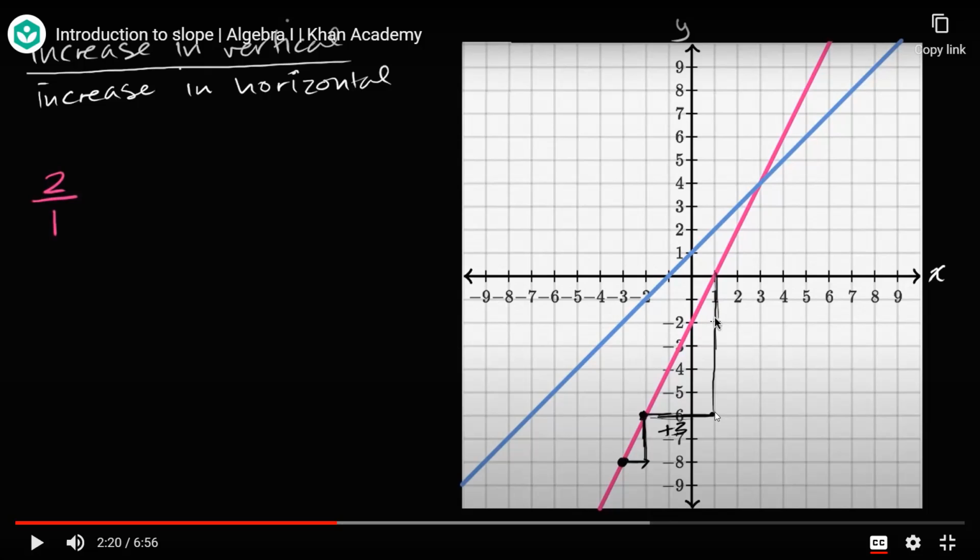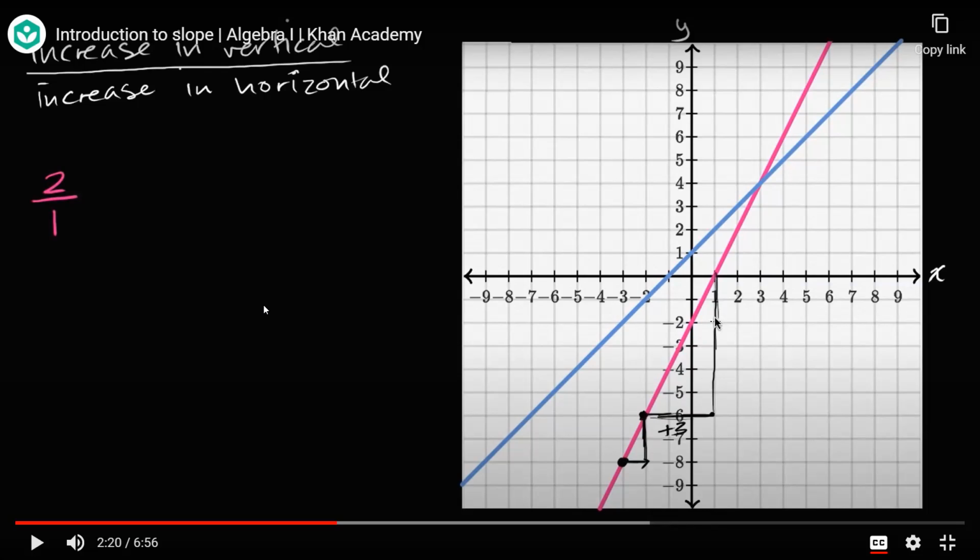So if this particular triangle here is 6 vertical change, and he was counting the squares, 1, 2, 3, 4, 5, 6, and the horizontal change is 1, 2, 3. Well, what's 6 over 3? 2. You reduce it to 2. 6 divided by 3 is 2. 2 over 1, it's the same slope.